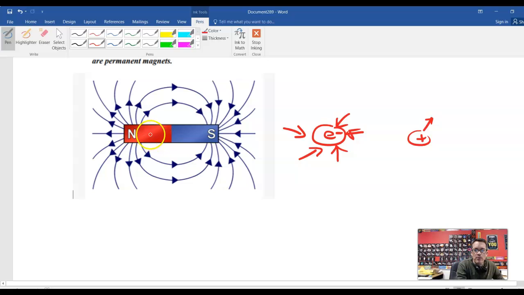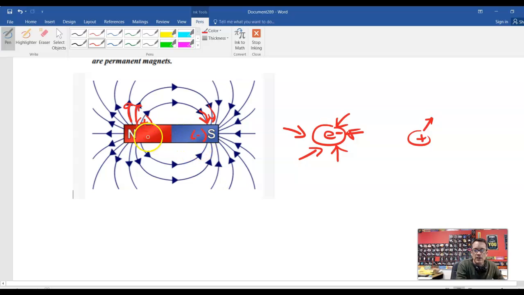In a way, a bar magnet would be kind of the same thing. So we have a south side, and you can see that the lines are coming towards it, and there's a north side where the lines are coming away. So in a way, it's kind of like the south acts as the negative does compared to the positive when we do charges.